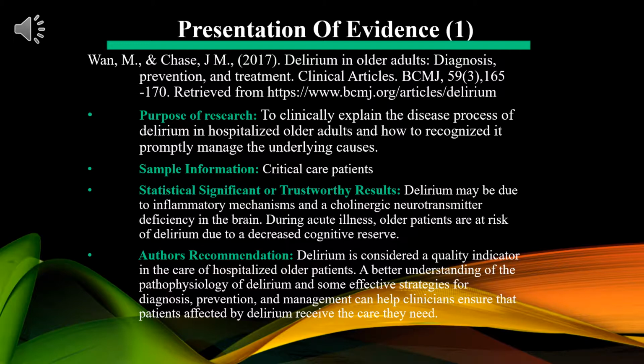During acute illness, older patients are at risk of delirium due to decreased cognitive reserve. The authors also recommended delirium be considered a quality indicator in the care of hospitalized patients. A better understanding of the pathophysiology of delirium and some effective strategies for diagnosis, prevention, and management can help clinicians to ensure that patients affected by delirium receive the care they need.